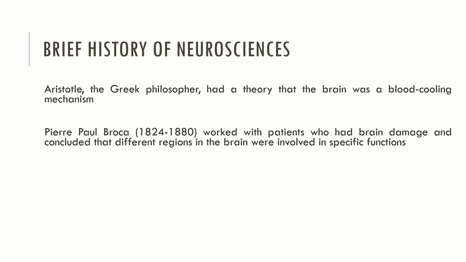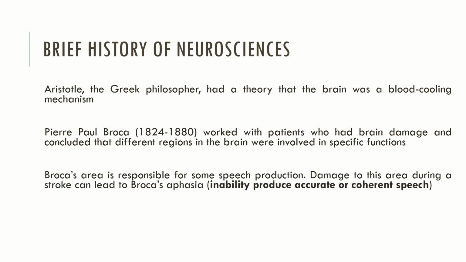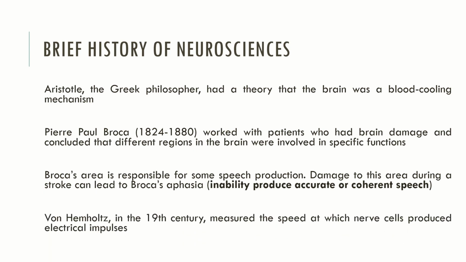Broca's area is responsible for speech production, and damage to this area during a stroke can lead to Broca's aphasia, which is the inability to produce accurate or coherent speech. Helmholtz in the 19th century measured the speed at which nerve cells produced electric impulses.